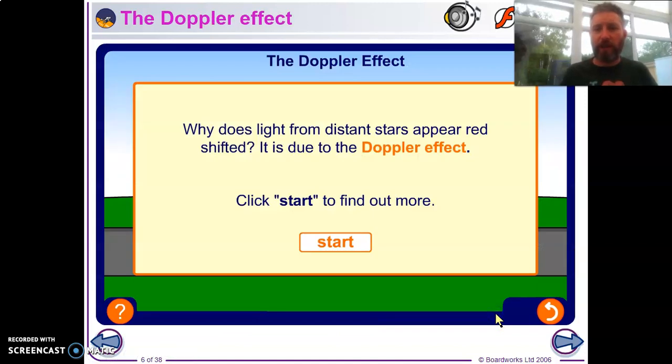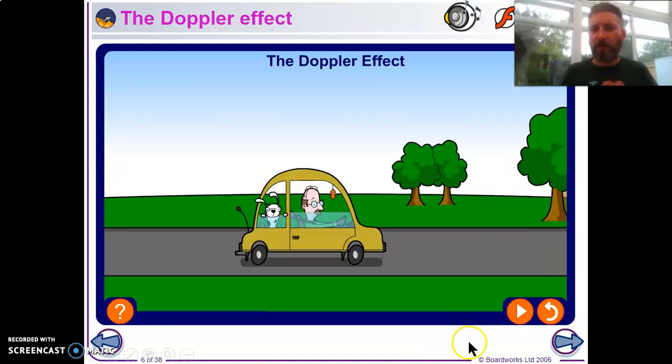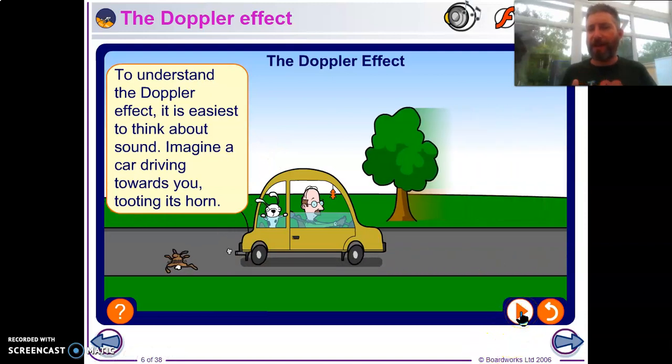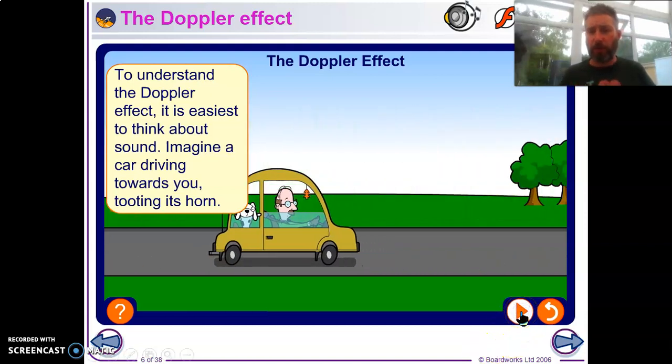So why does that help? Well, that's because of something called the Doppler effect. Now, to explain that, it's arguably better to look at it in terms of sound. So let's think about a car driving along, beeping its horn.